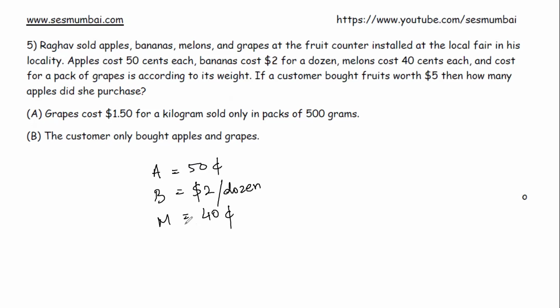If a customer bought fruits worth $5, right? How many apples did she purchase? So A is what we need to find out. A is how much, right? So option A.